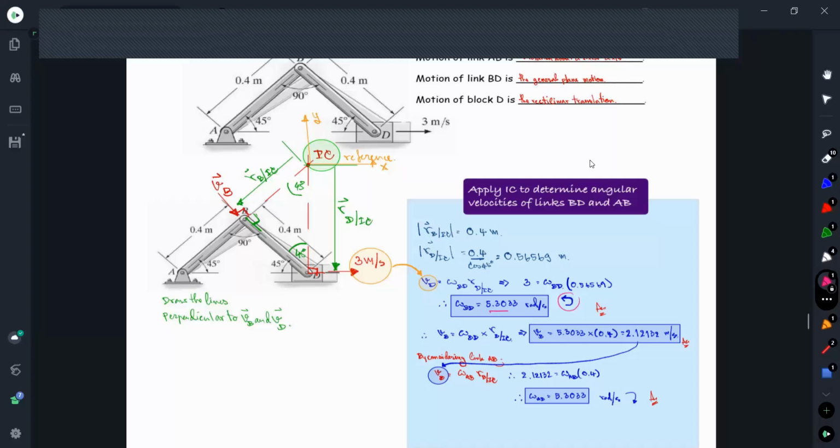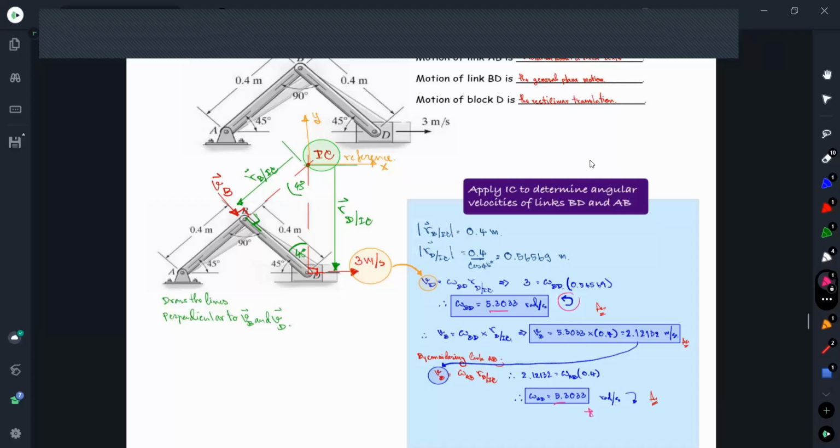Okay, and if we consider link AB, VB is equal to omega AB times RB sub AC. But now we already know VB from link BC, or from link BD. So we substitute, and then we can find omega AB, which is equal to 5.3033 radians per second. You see that for this analysis we obtain just the magnitude. The direction we don't actually have.